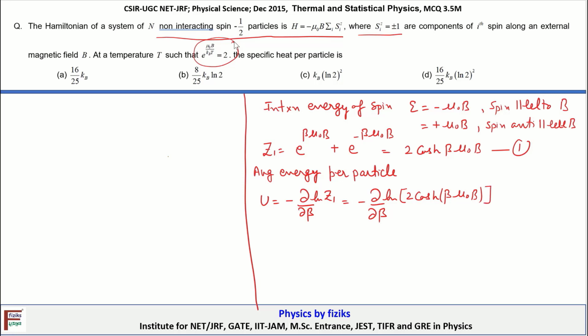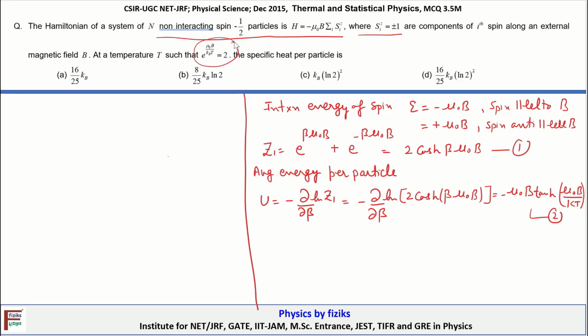Okay, so after performing the differentiation, this will come out to be equal to minus, it's simple, you can do it yourself, it's not a difficult task, minus mu naught V tanh(mu naught B upon kT). Here k is the Boltzmann constant, please remember it. Let me call this equation 2. So now we have obtained the internal energy also.